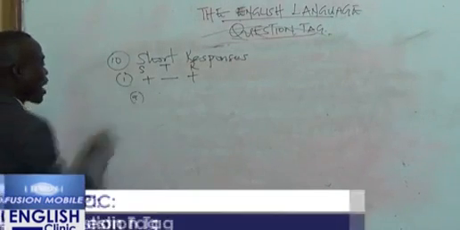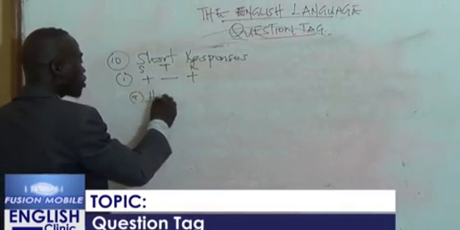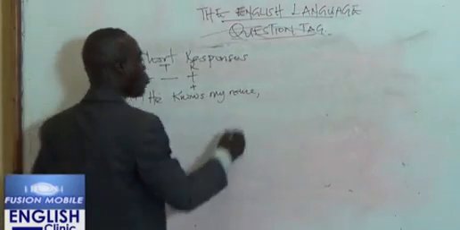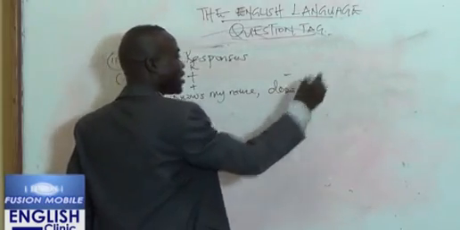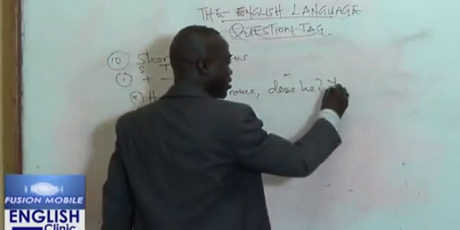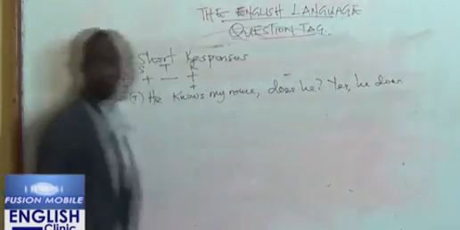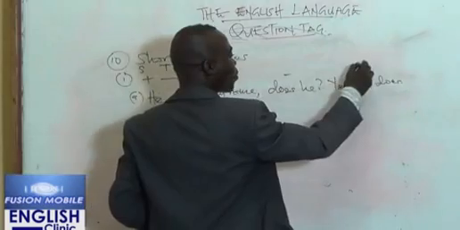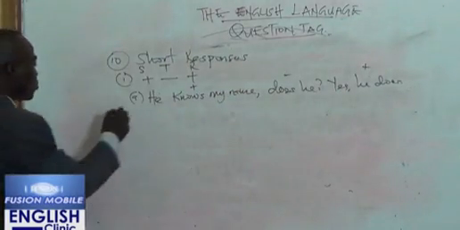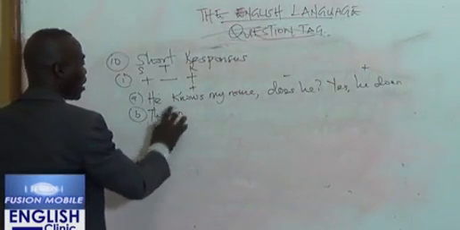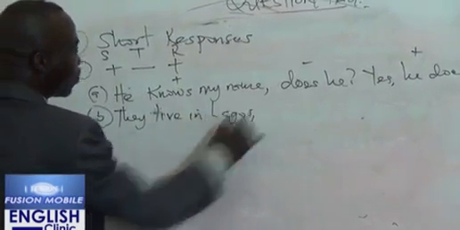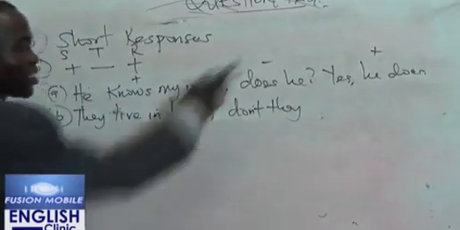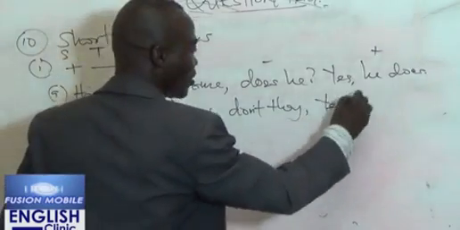Let's consider some examples. A. He knows my name. That's the statement, positive. The tag will be: doesn't he? Negative. Then the response will be: yes, he does. Another example. They live in Lagos. The tag will be: don't they, which is negative, and the response will be: yes, they do.